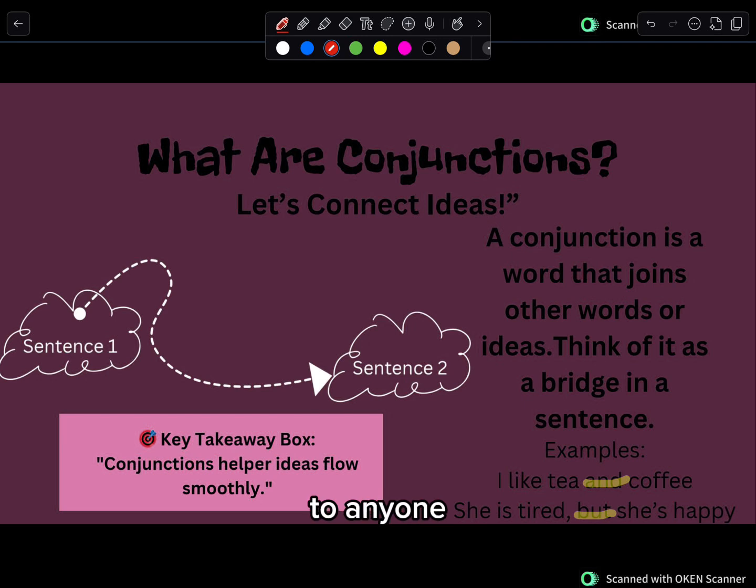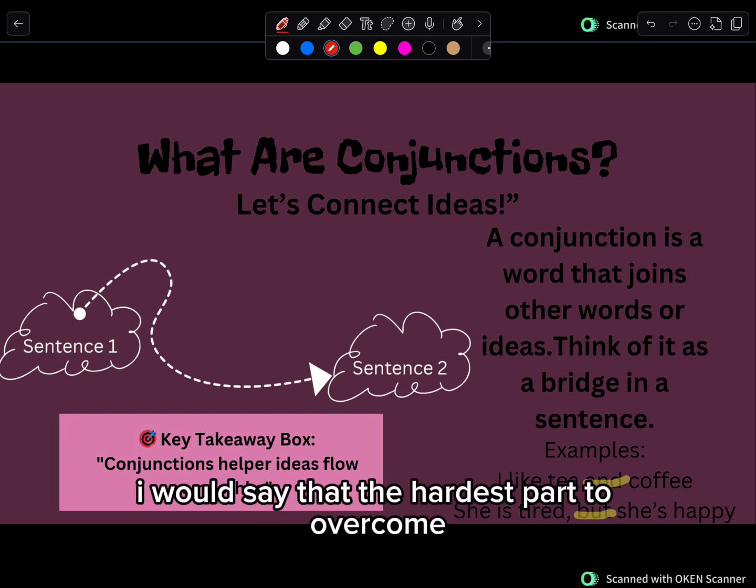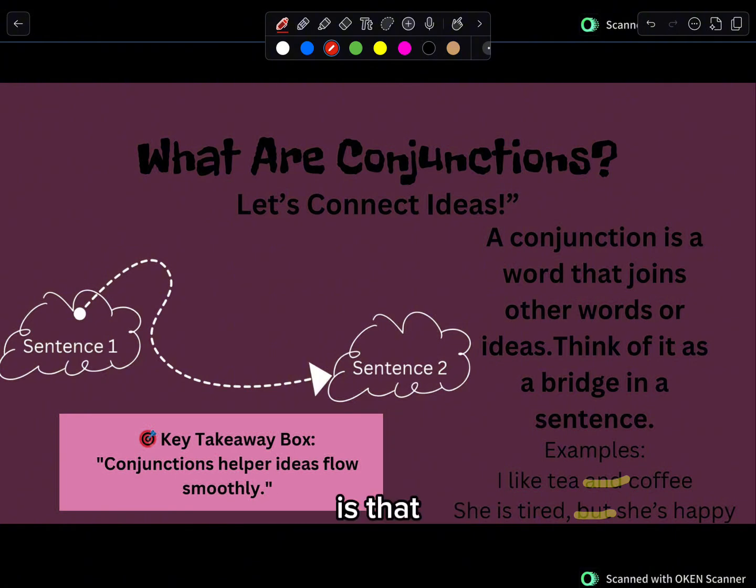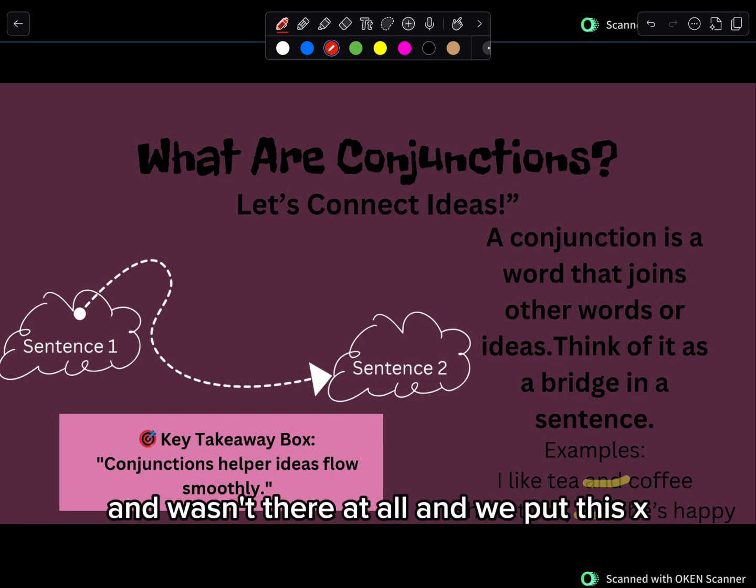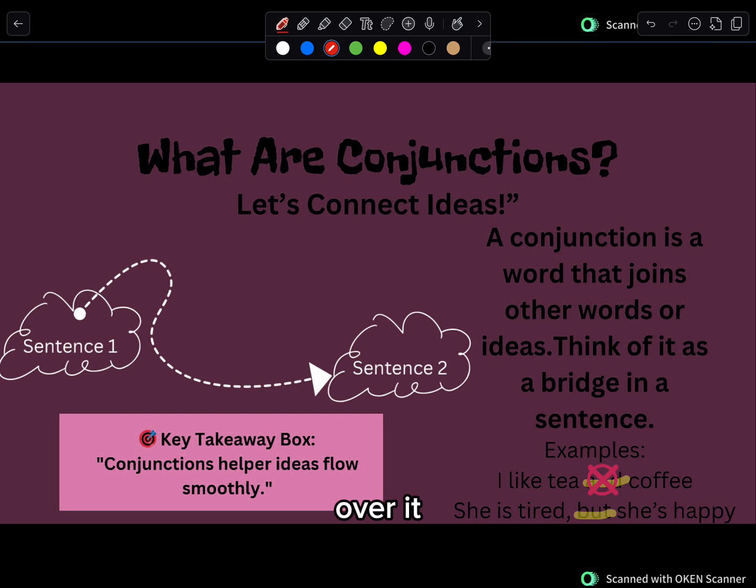As a tip to anyone learning English with this video, I would say that the hardest part to overcome in the beginning is that the conjunctions have the same function, but they don't all have the same meaning. When we use "and," we're trying to include another thing in a sequence. So imagine if "and" wasn't there at all, and we put this X over it. If I said, "I like tea coffee," that doesn't make any sense. That's where "and" comes in.